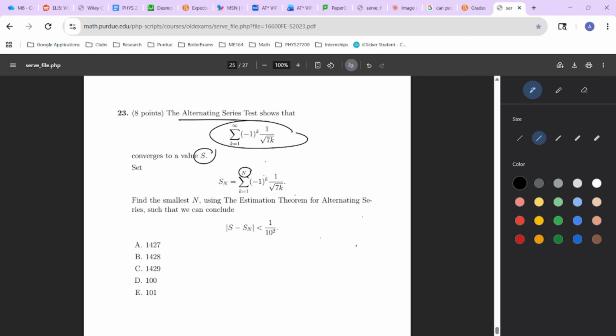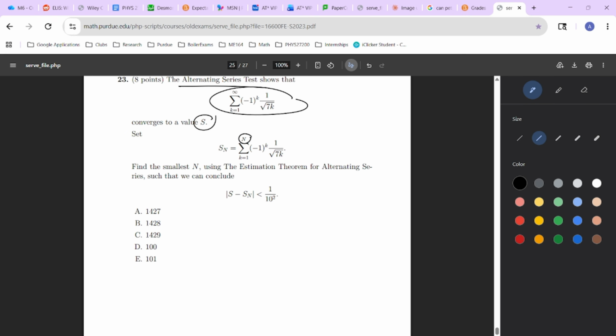The problem asks us to find the smallest n, using the estimation theorem for alternating series, such that we can conclude that the error between the full series and the partial series must be less than 1 over 10 squared. Now, I'm not going to go too much into the conceptual part, but I'll talk a little bit about what the theorem is. And if you're interested in why it is that way, you can look it up.